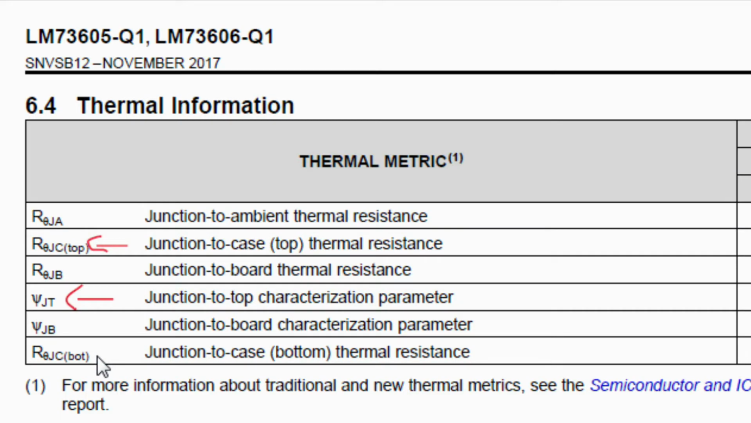The other number that's very useful for thermal design is R theta JC bottom. So that's the impedance from the junction to the bottom of the case. Just know that the smaller this number is, the easier it is to get heat out of the exposed pad, and that's going to make it easier for you to spread the heat on your device.